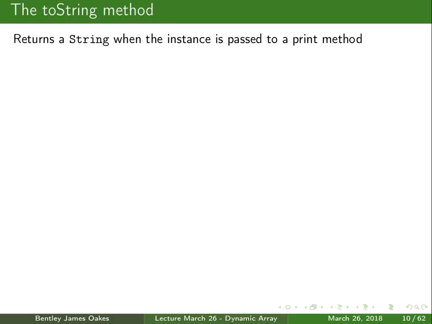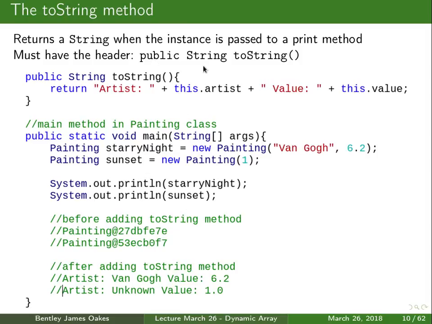All right. We also talked about the toString method, super useful. So it must be public String toString, public String toString. It returns a string. Usually we construct it so that it has all of the relevant details of an instance. So for example, here we're creating a Starry Night painting. Here we're creating a sunset painting. When we print them out, before we add the toString method to the class, Java is just going to give us the name of the class and then the address, which isn't super useful. After we add that toString method, we can see it prints out the artist and the value. So this is much better for debugging.